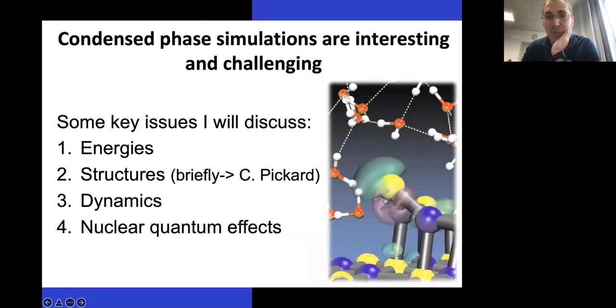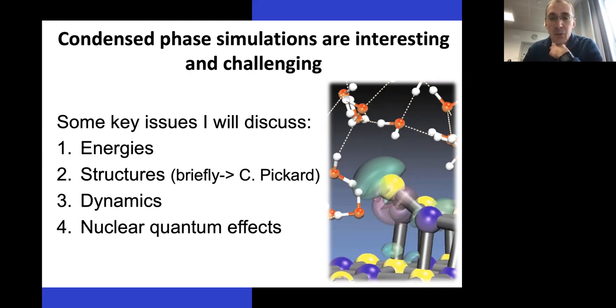To briefly summarize the challenges that we have, this is how I will try and structure this lecture. Some of the key issues that we have to think about are the energy: how to compute accurate interaction energies for complex systems like these.